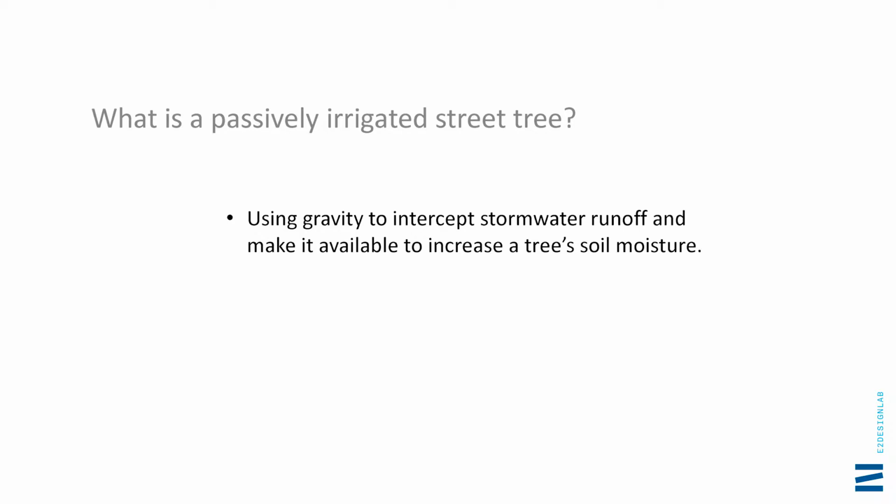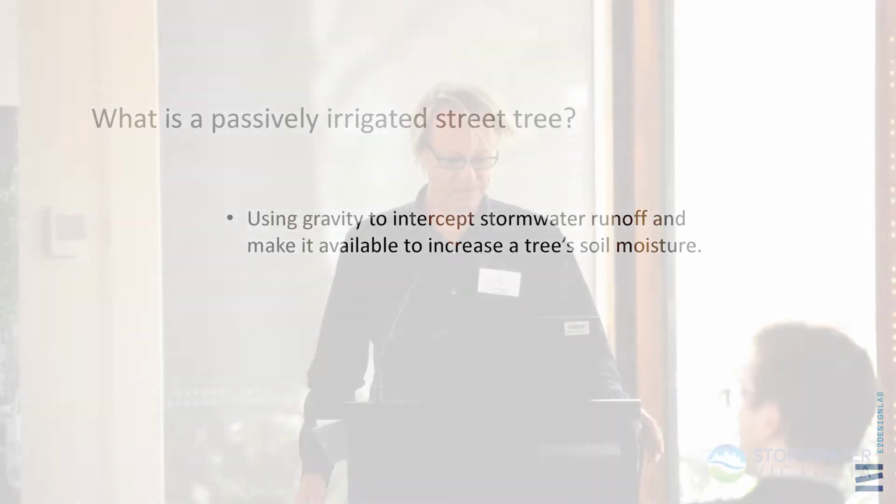So a simple definition of what is a passively irrigated street tree: it's pretty much just getting the water there without using pumps or anything. But it differentiates. I've heard passive irrigation applied also to where you go around and manually water trees, but that's not what we're talking about. Chris has covered that.